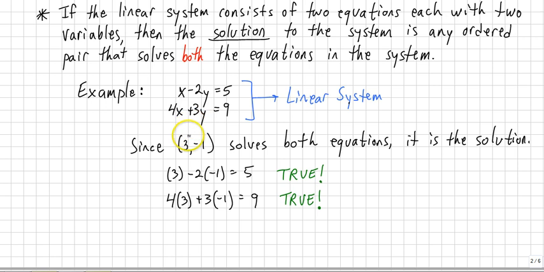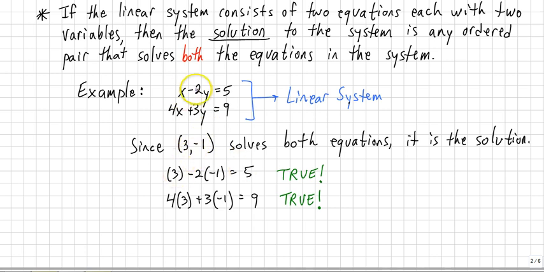I claim that 3 comma negative 1, that ordered pair, solves both equations. And since it solves both equations, that would be the solution to this system. You're looking for any ordered pair that, when you plug it into both equations, solves both of them. So just so you don't have to take my word for it, let's go ahead and plug 3 comma negative 1 into each equation and see what happens.